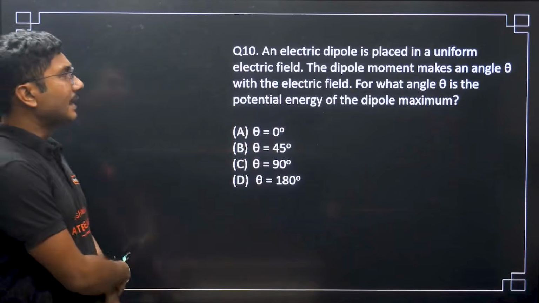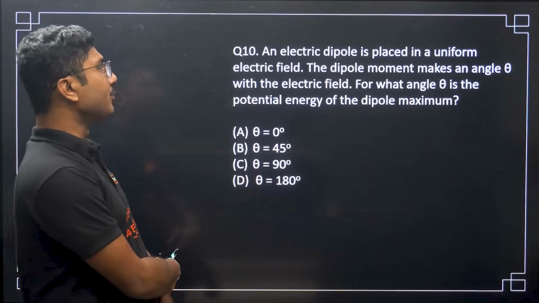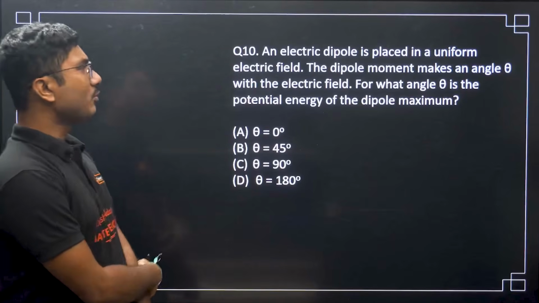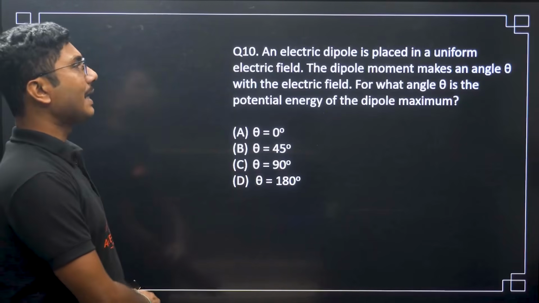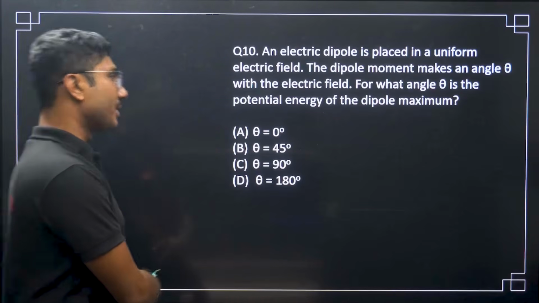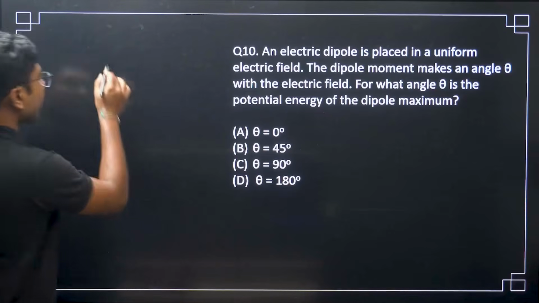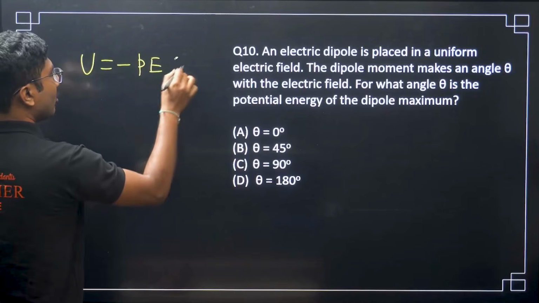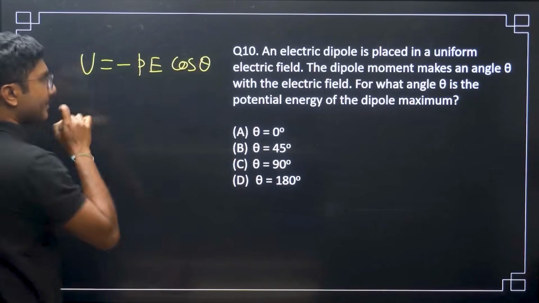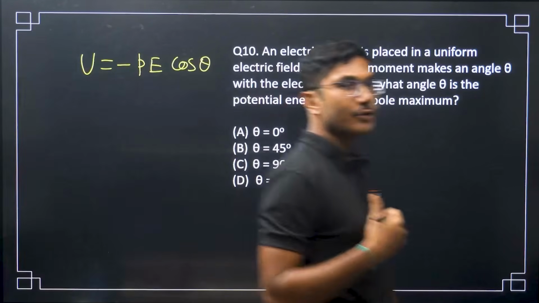Next, an electric dipole is placed in a uniform electric field. The dipole moment makes an angle theta with the electric field. For what angle theta is the potential energy of the dipole maximum? So what is potential energy again? Potential energy is minus PE cos theta. Remember, there is a negative sign. So when will this value be maximum?